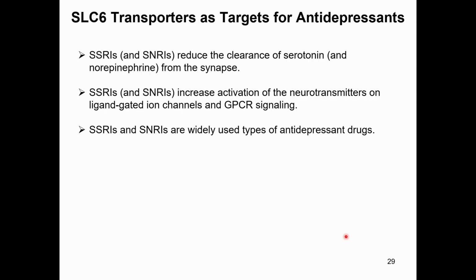So as I just said, they basically reduce the clearance of serotonin, the reuptake of serotonin from the synapse. And what happens when you have more serotonin in the synapse? Well, it binds to GPCRs in the postsynaptic neuron, for instance, the neurotransmitter receptors. And so if you have more serotonin in the synapse, you'll have more binding to serotonin receptors in the postsynaptic neuron, and that can actually modulate how that neuron behaves.